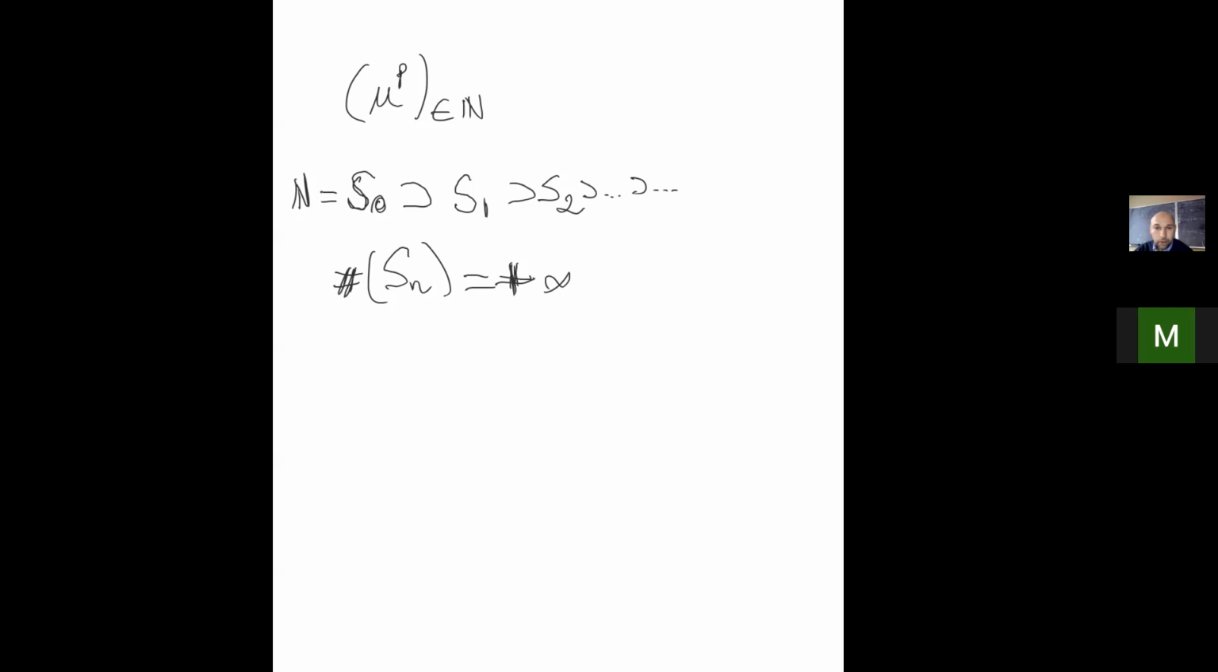Now, if we assume that S n minus 1 is already constructed, how am I going to construct Sn? This is actually the main part of the proof.